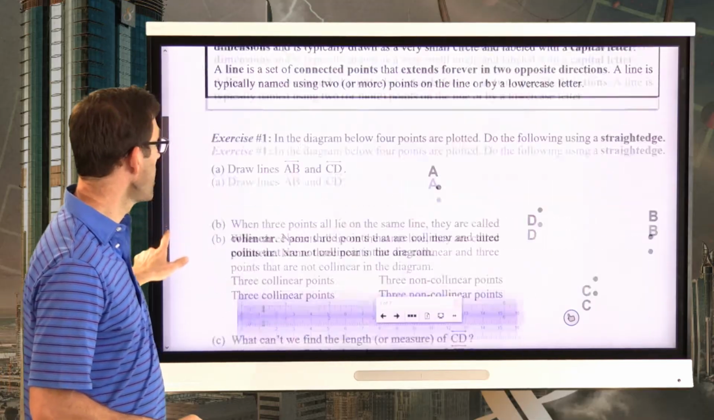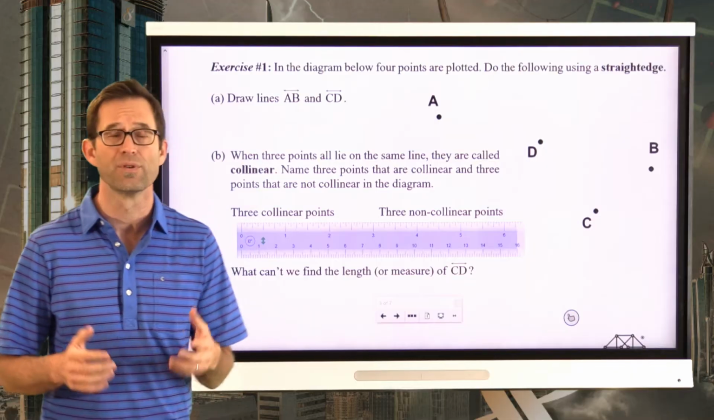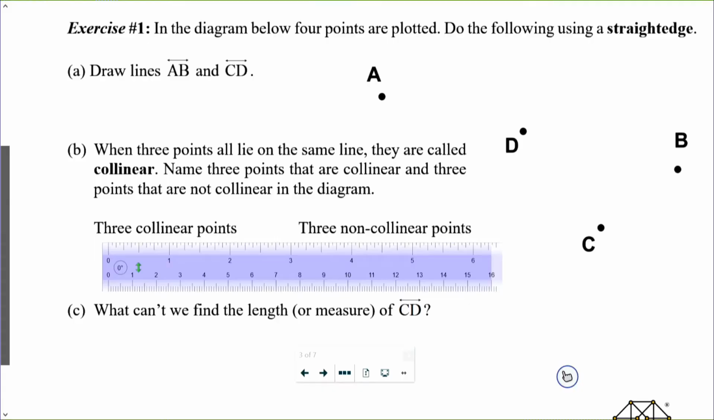Let me bring this up to the top of the screen so that we can see it a little bit better. Make sure to have your rulers available or some kind of a straight edge. And let's get going. Exercise number 1. In the diagram below, 4 points are plotted. Do the following using a straight edge. Letter A, draw lines AB and CD.